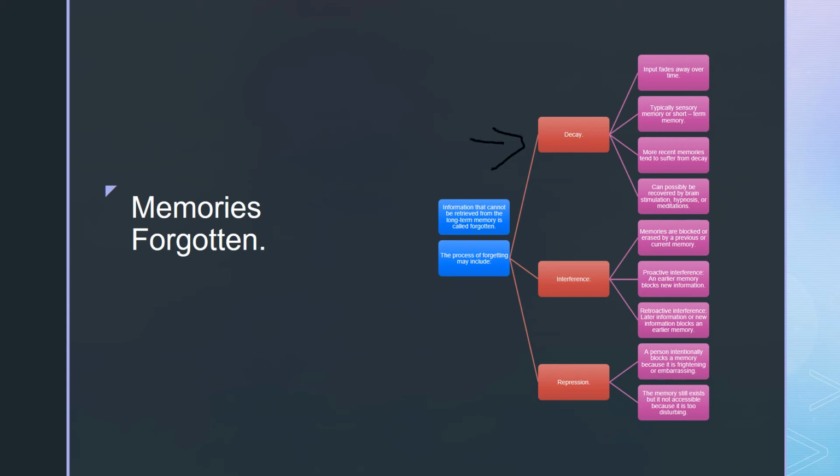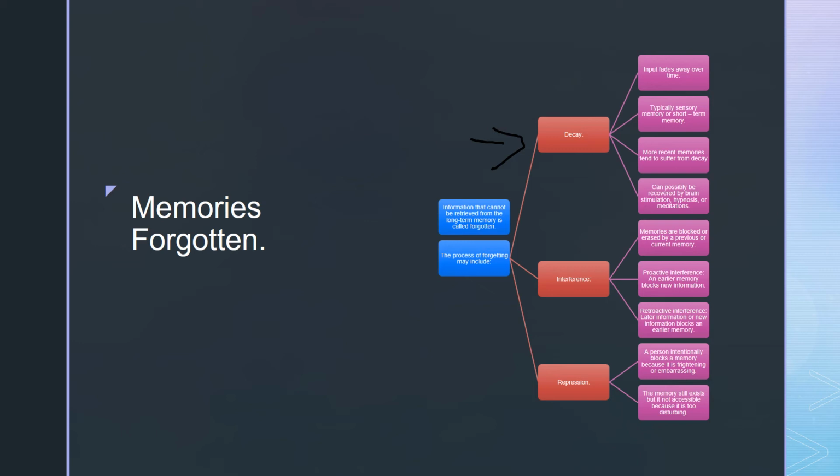Decay is when input fades away over time. This generally happens to everybody. It typically involves sensory memory or short-term memory. This is when most of your recent memories tend to suffer from decay. So you may have met a person, and then the next day you might forget their name. So if you get introduced to someone at a party or at work, and then the next day you kind of forget their name, that's decay. It can possibly be recovered through brain stimulation or hypnosis or meditation.